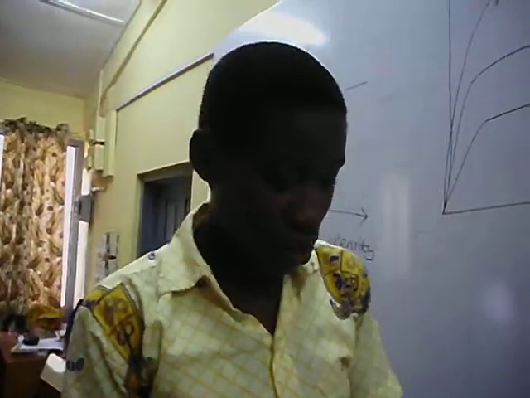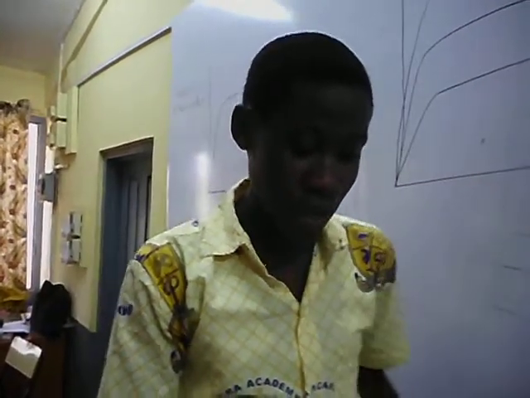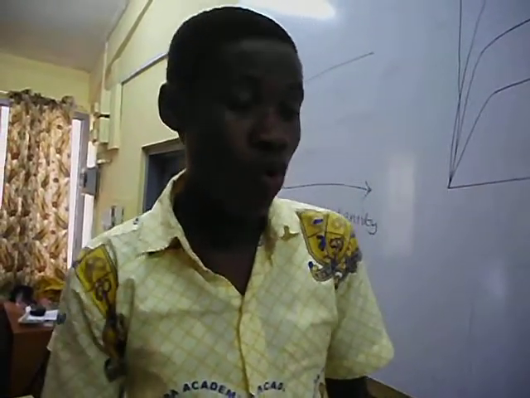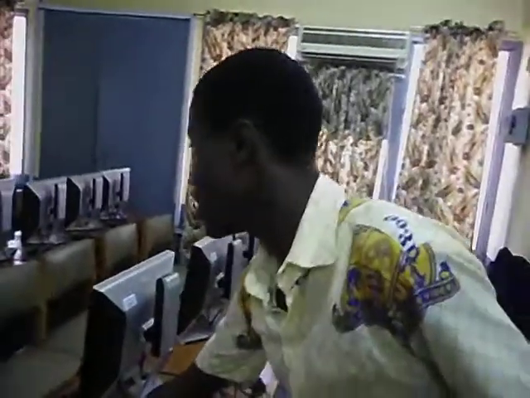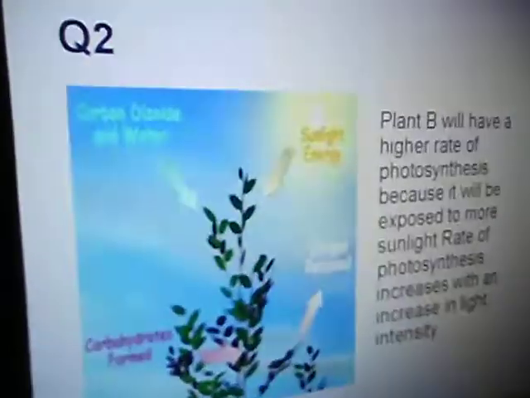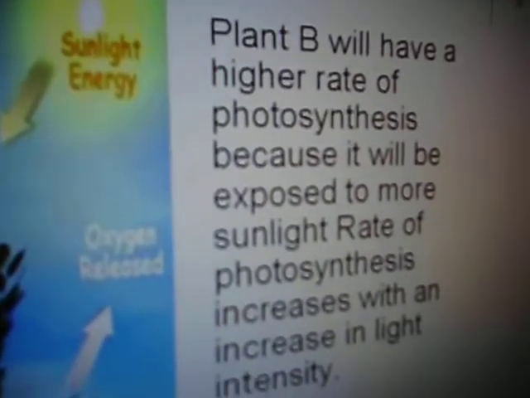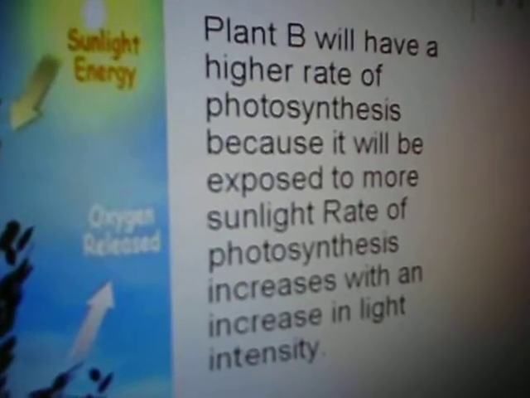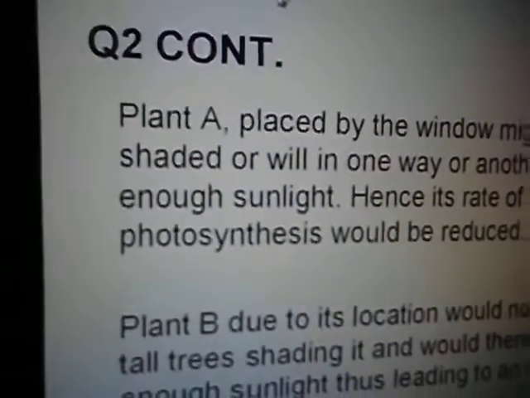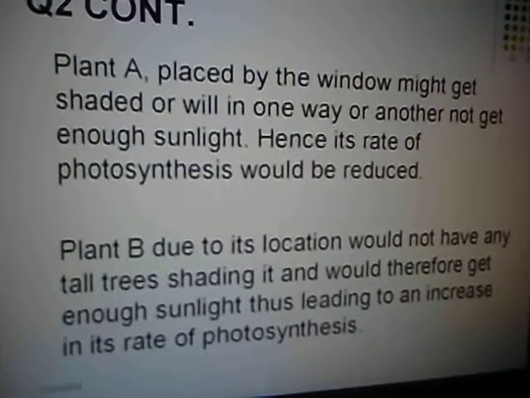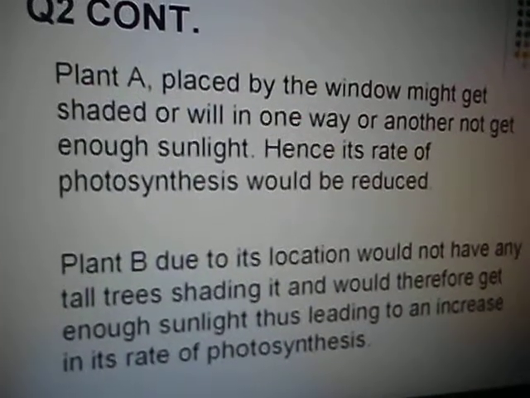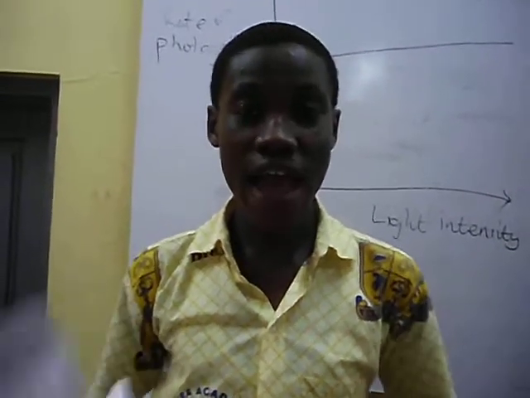Our second question says that two plants, one is placed by the window and one is placed in the open field, which one will have a higher rate of photosynthesis? Plants, as we all know, all need light energy to undertake photosynthesis. Plant B will have a higher rate of photosynthesis because it will be exposed to more rays of the sun. But plant A, which is by the window, might in one way or another not get enough sunlight, that is, it might get shaded, so its rate of photosynthesis will be reduced. So plant B in the open field will have a higher rate of photosynthesis.